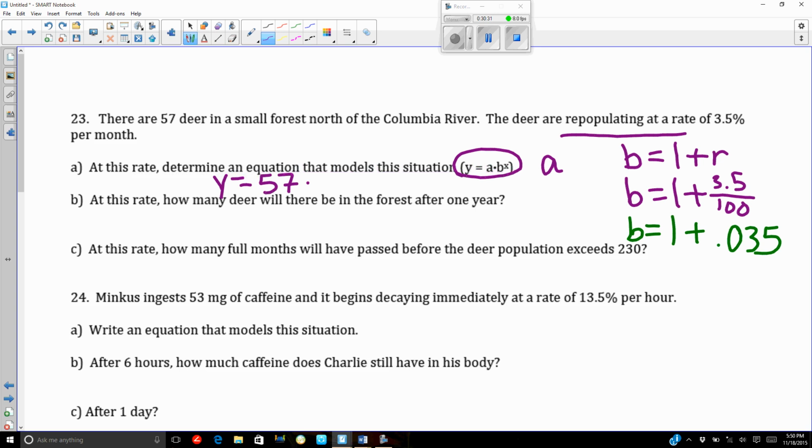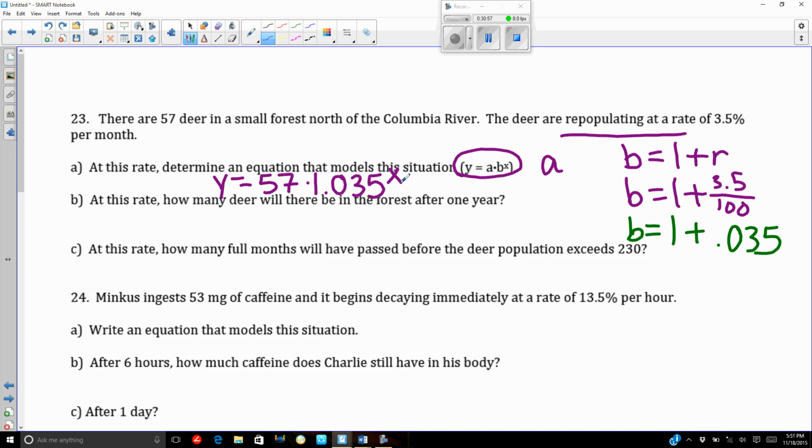So that means an equation that models this situation is Y equals 57 times 1.035 raised to the x power. We don't need parentheses here really in this equation anywhere. That's it. That's your answer. And then the question says, at this rate, how many deer will there be in the forest after 1 year?